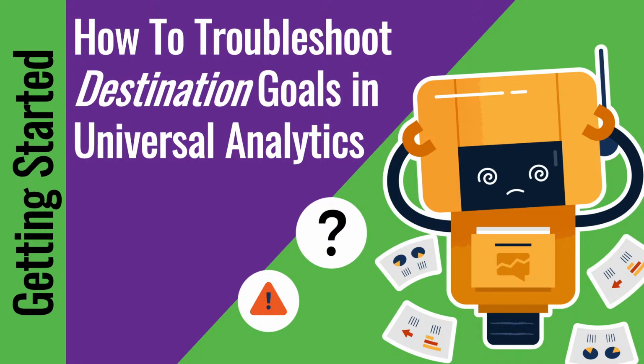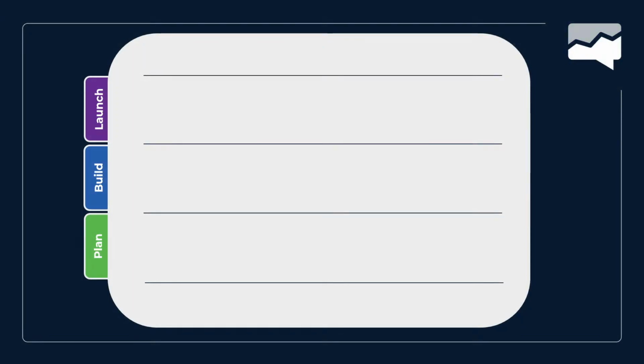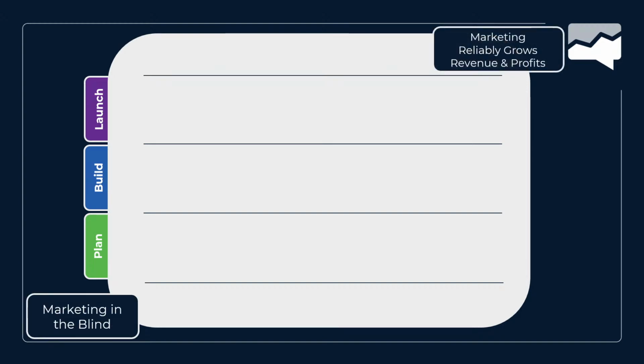Getting started: how to troubleshoot destination goals in Universal Analytics. Now, of course, when we dive right in, we start with the framework. Our job as marketers is to move from this area where we're marketing in the blind to the point where we can reliably build a system that's producing results. How do we do that? Three steps: plan, build, and launch.